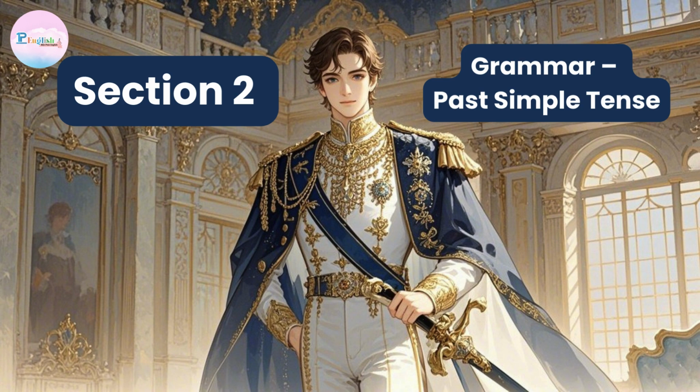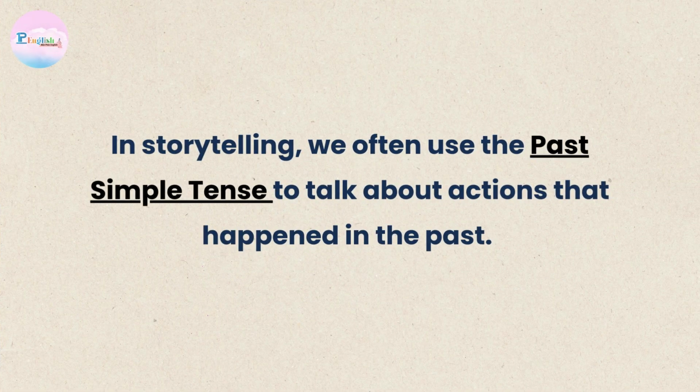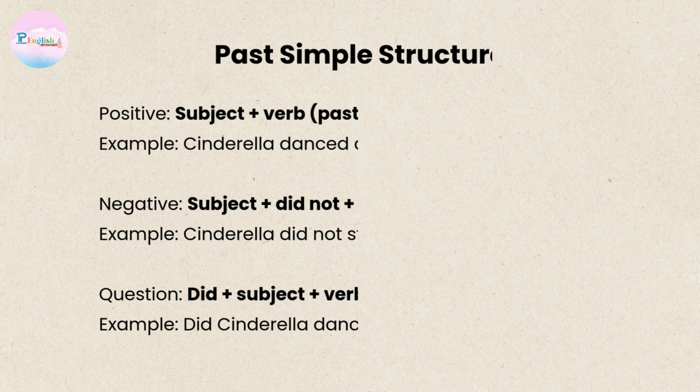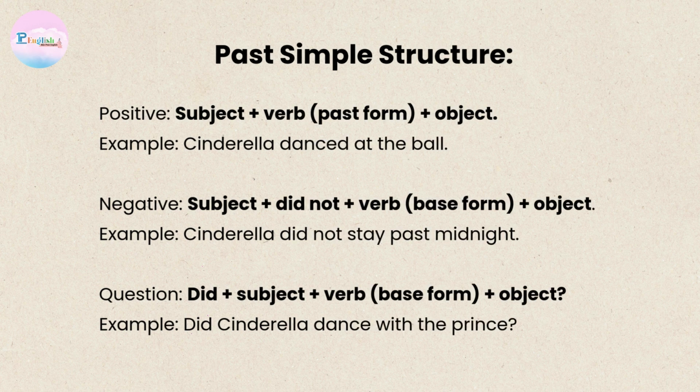Section 2. Grammar: past simple tense. In storytelling, we often use the past simple tense to talk about actions that happened in the past. Let's review how it works. Past simple structure: positive, subject plus verb past form plus object. Example: Cinderella danced at the ball.